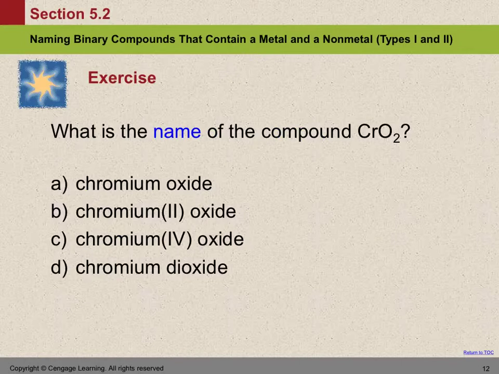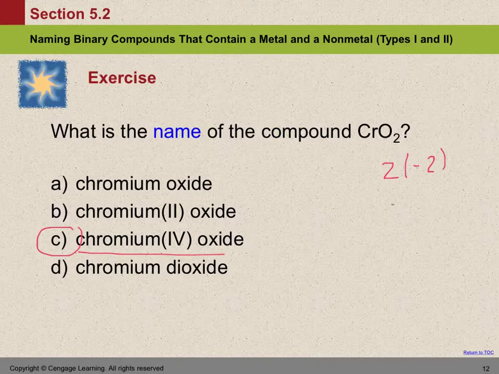The correct answer is C, chromium 4 oxide. Because for our oxide, we have 2 times -2, which is a -4. So we must have a positive 4.